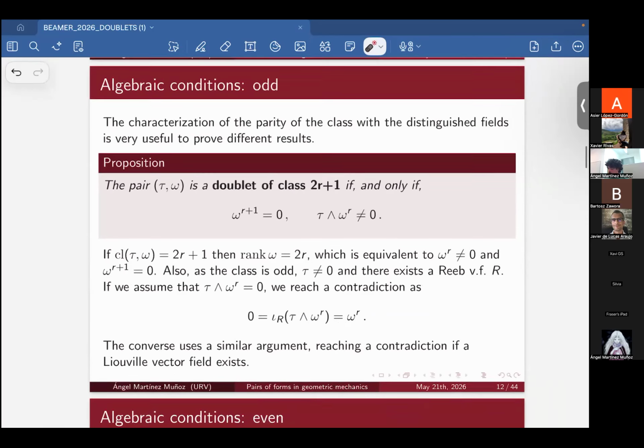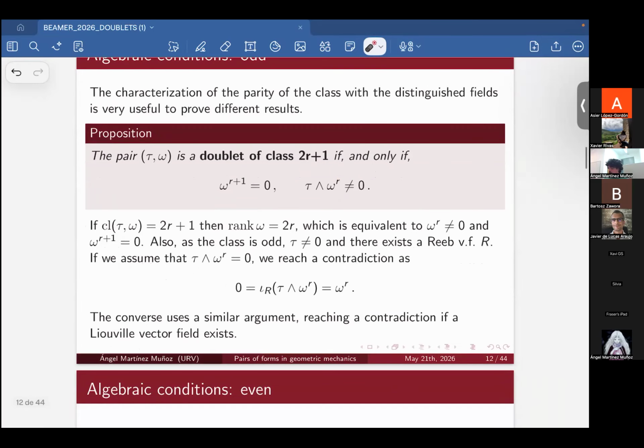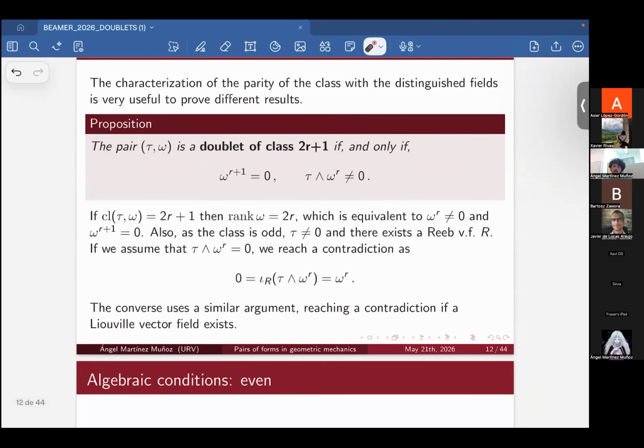So this is a characterization which tells you that a doublet has class 2r plus 1 if and only if you meet these algebraic conditions. How do you prove this? Well, you can prove this with linear algebra, taking coordinates, but you can also use the last theorem to reach contradictions if you assume that the other vector field exists. So this is what we do here.